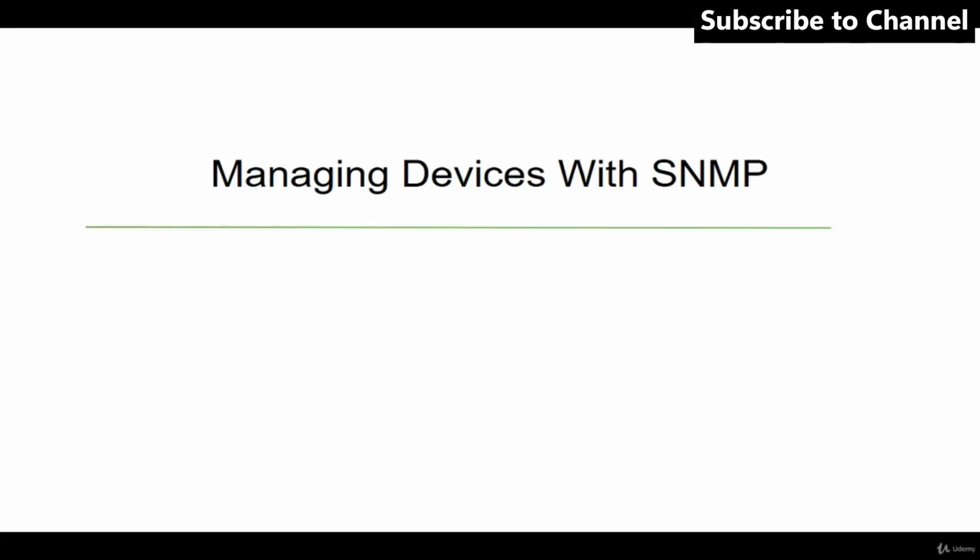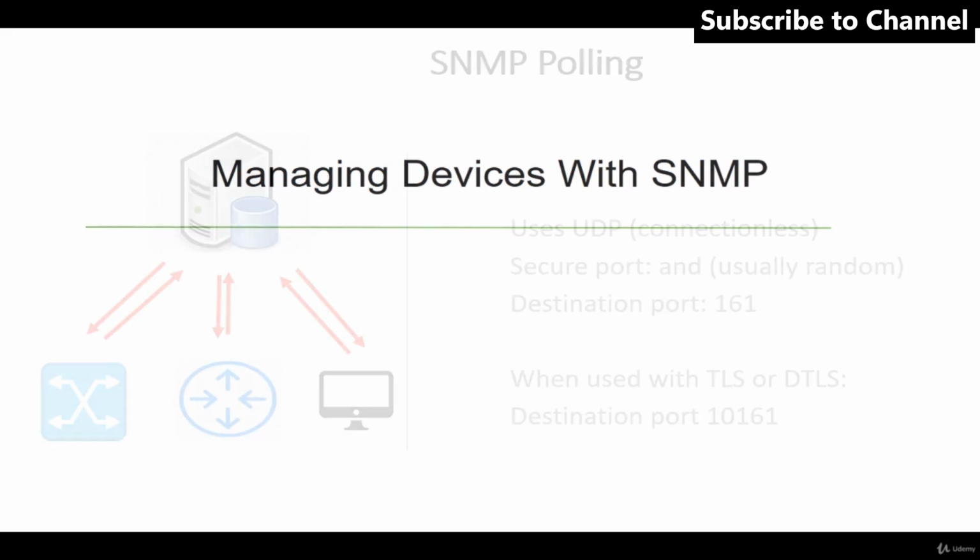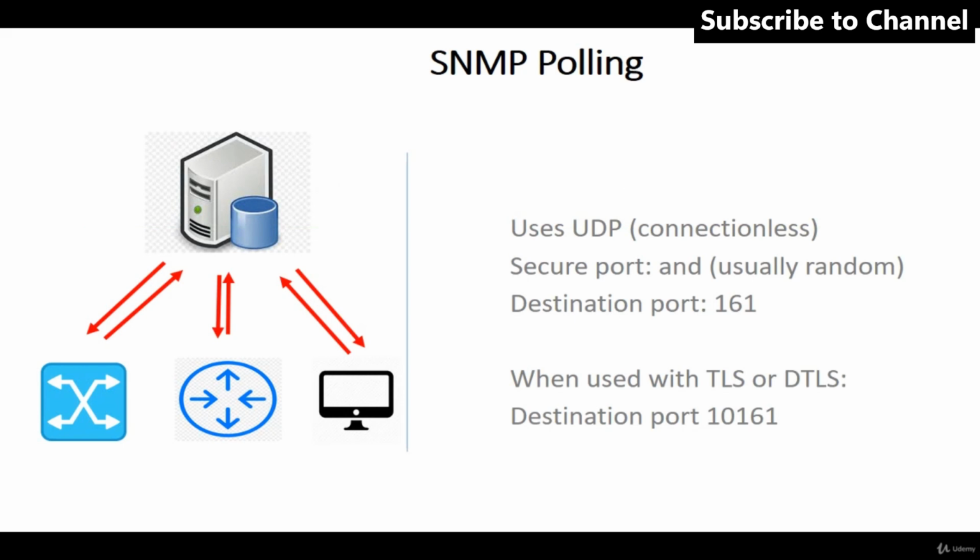Now we're going to move on and talk more about SNMP in action on the wire, or packets. When you have a network management system polling a device using SNMP polling, like we discussed in the previous lesson, SNMP polling uses UDP, which is the connectionless IP protocol.